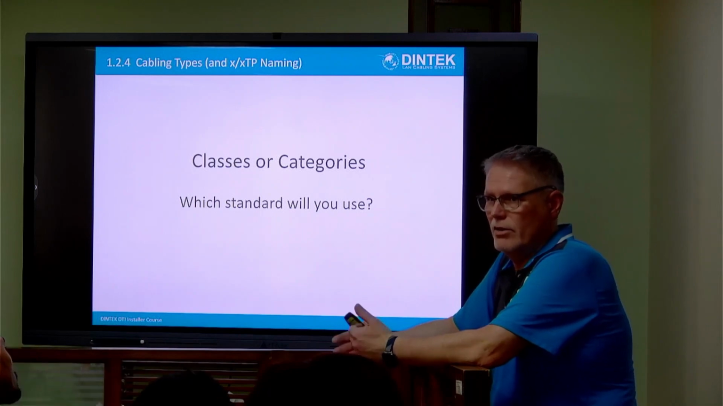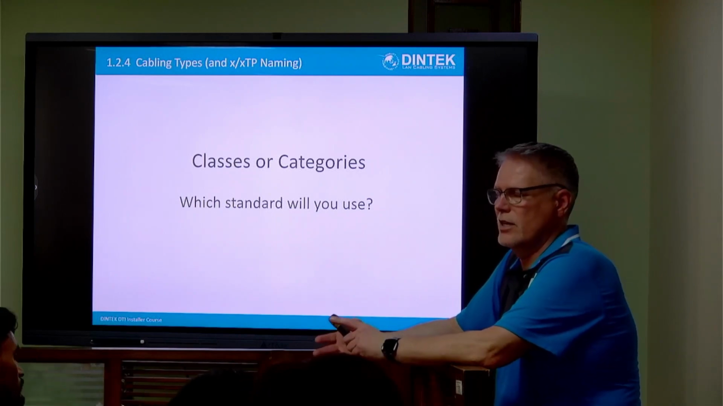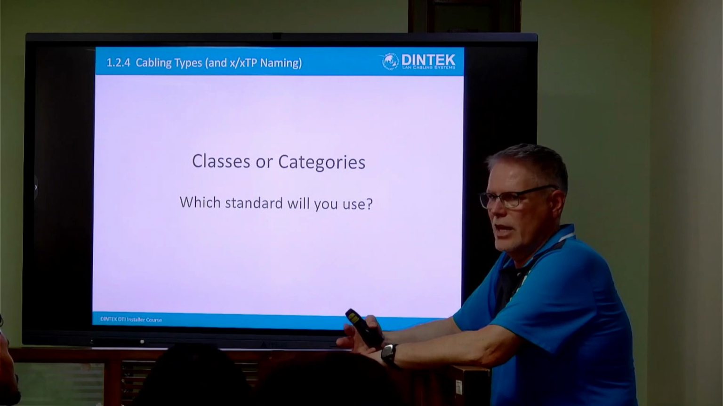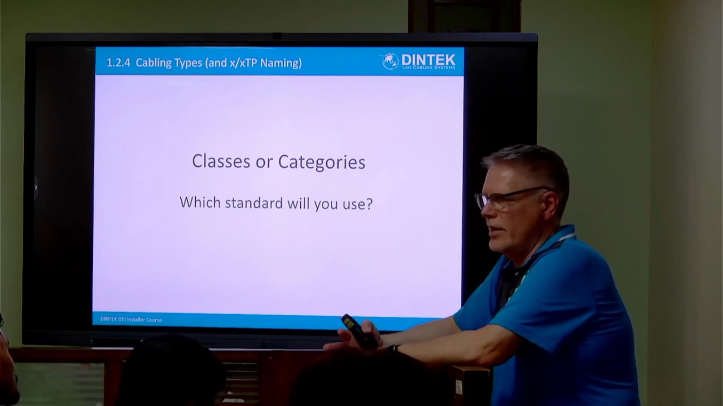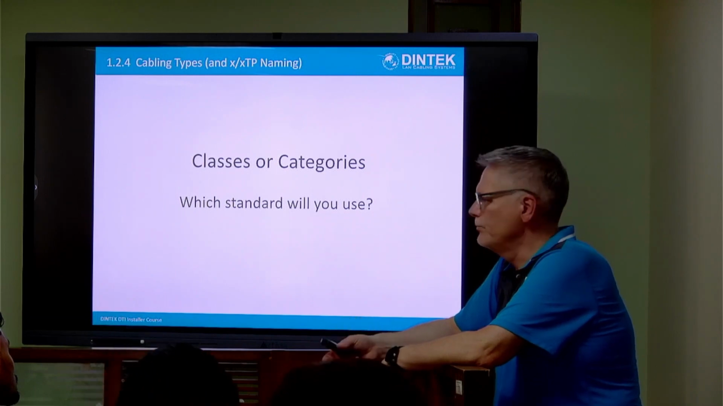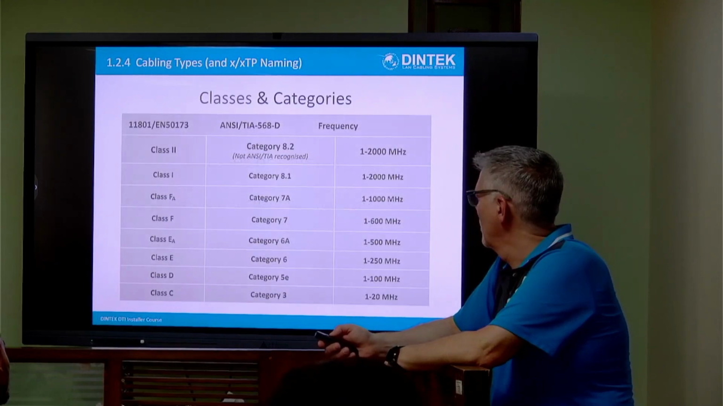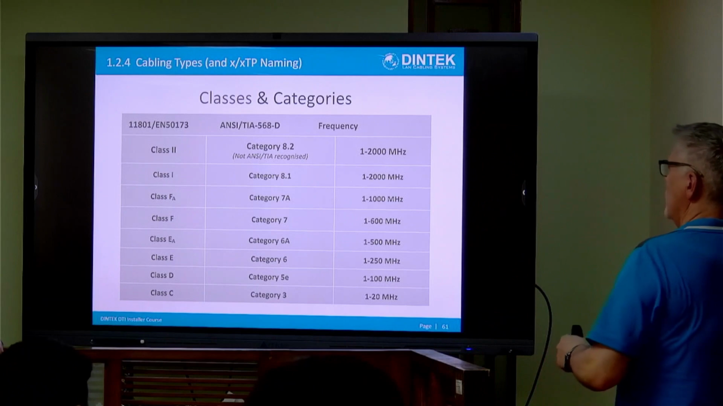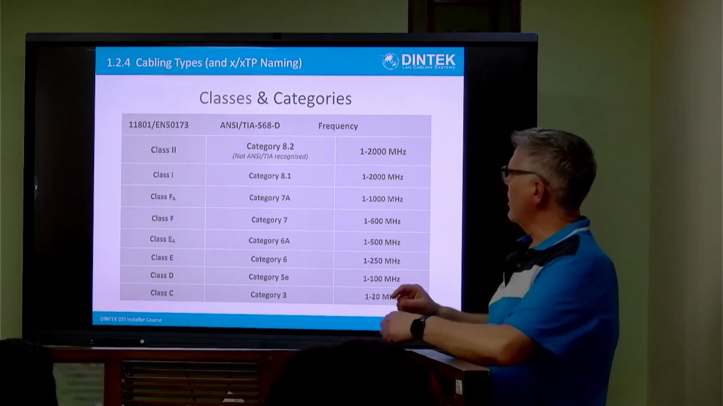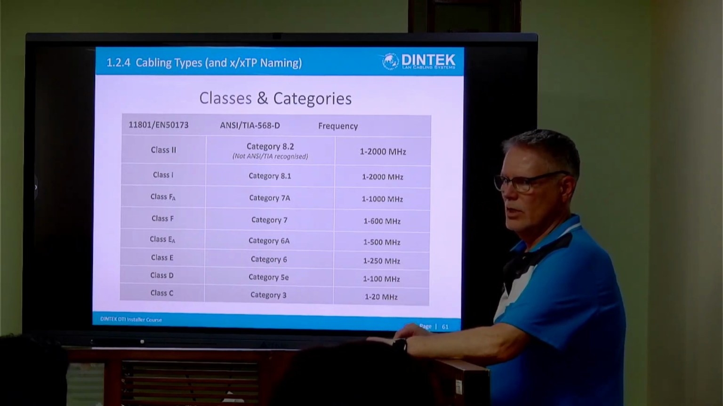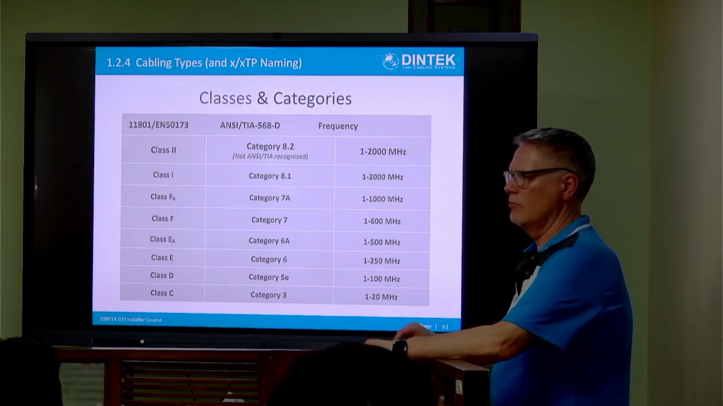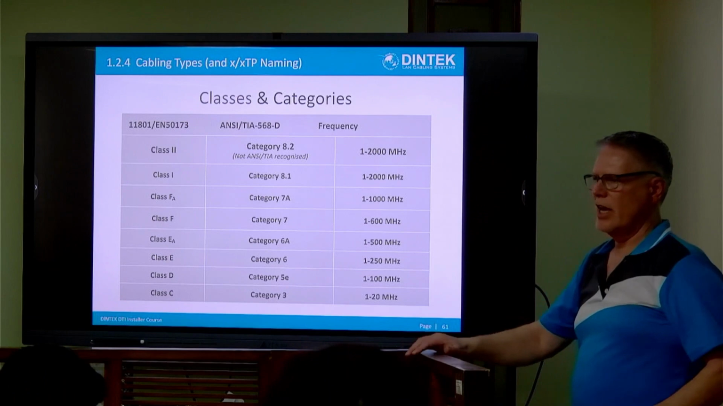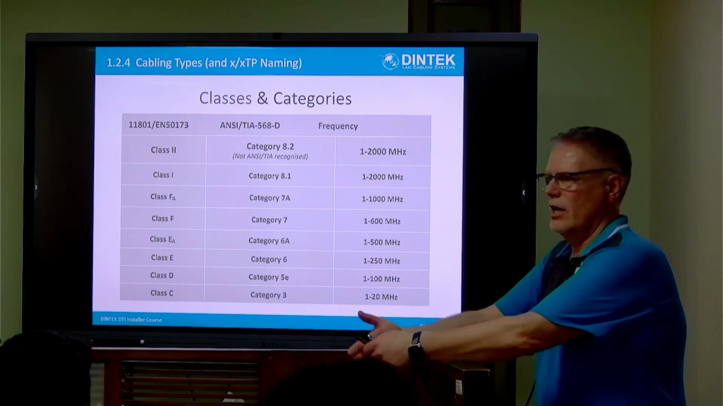So class D cable is Cat 5E. Class E is Cat 6. Class EA is Cat 6A. And in North America we use Cat or category. Now, when we talk about categories of cable, if I said a cable was a Cat 6, would you say it was a gigabit cable?